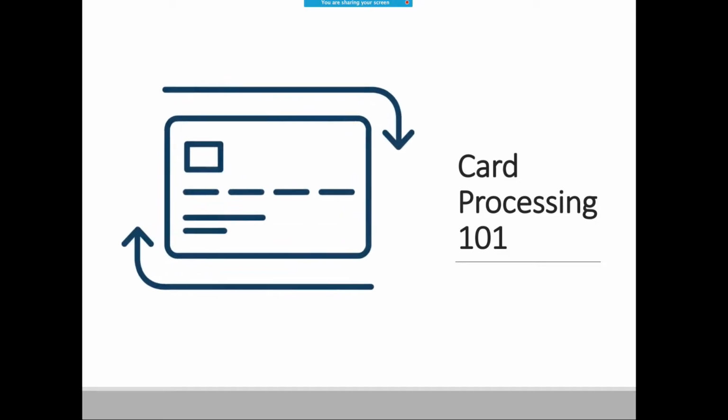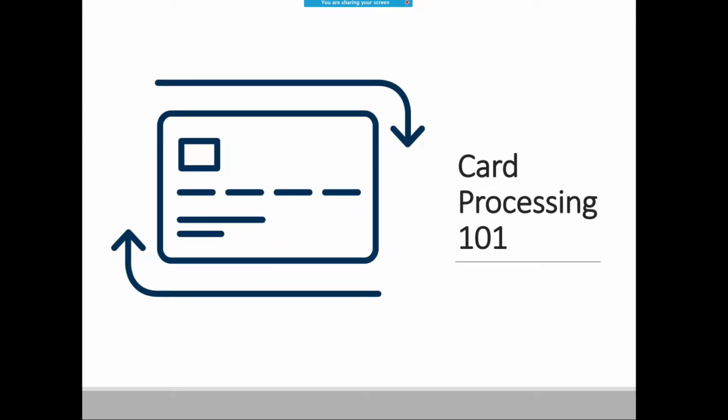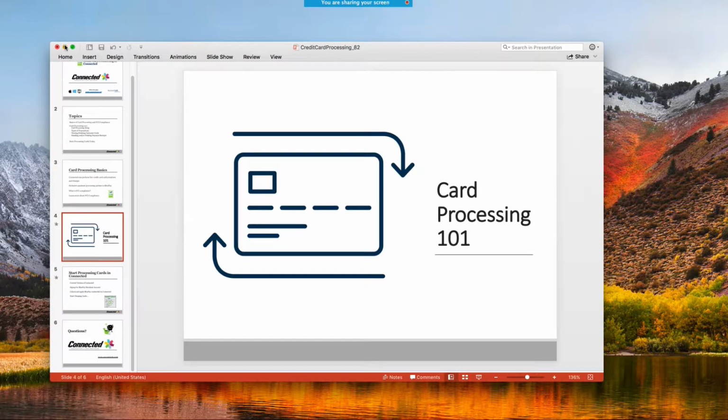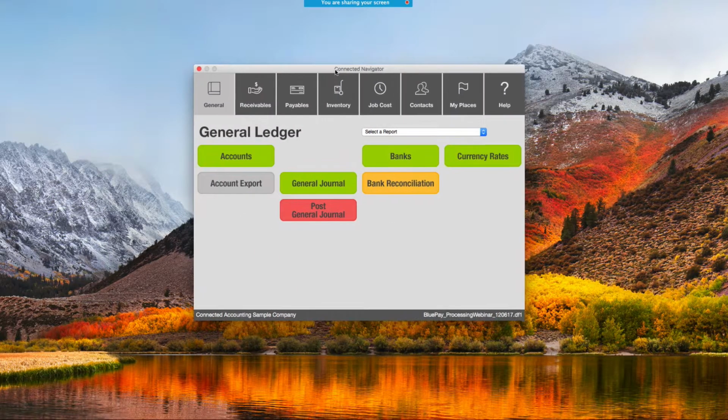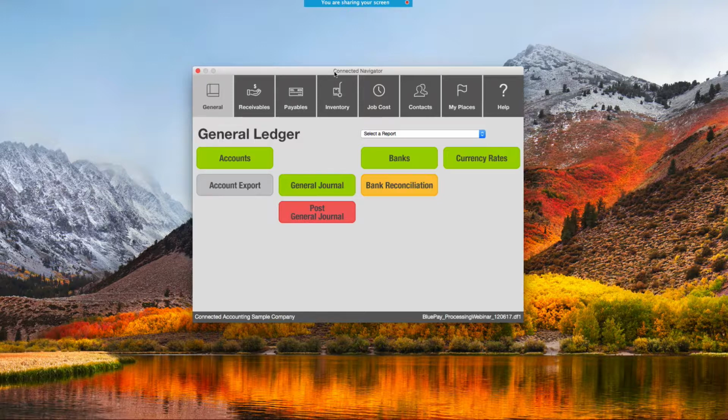So that brings us to Credit Card Processing 101. This is basically going to be how we set up and use credit cards in Connected. It's going to be a pretty straightforward review of the process and the setup. So without mincing words, we'll get started and move right into the setup. I have Connected open in a pre-configured file that is ready to go with the card setup.